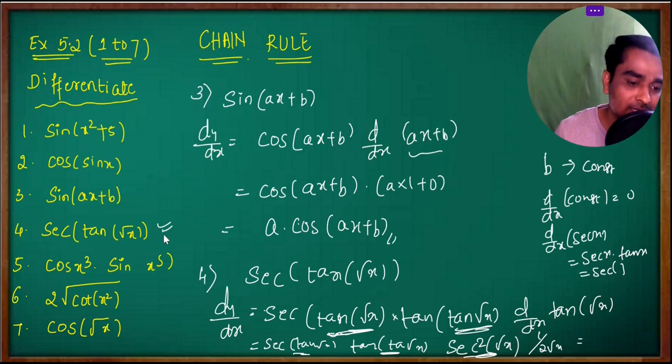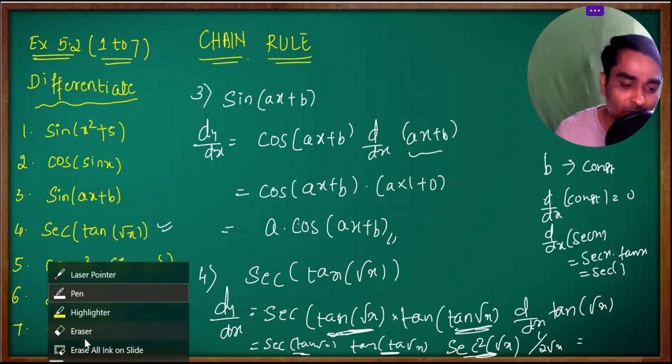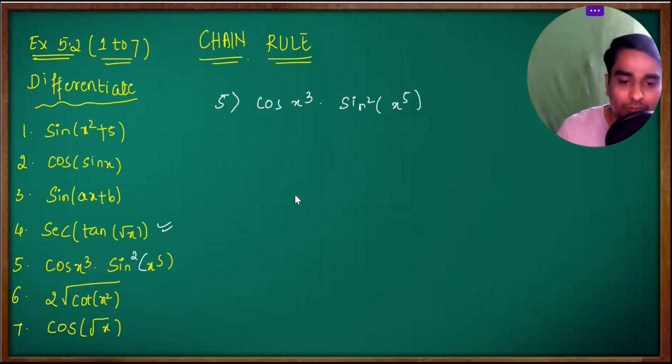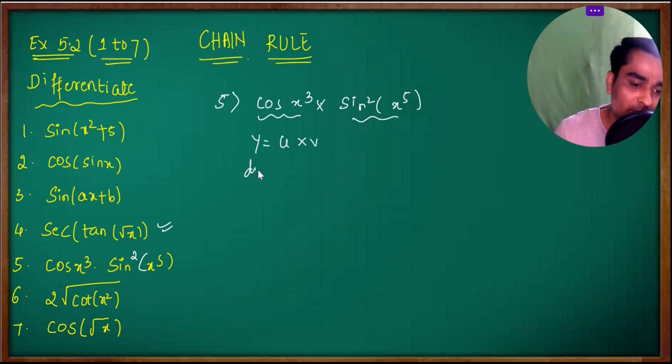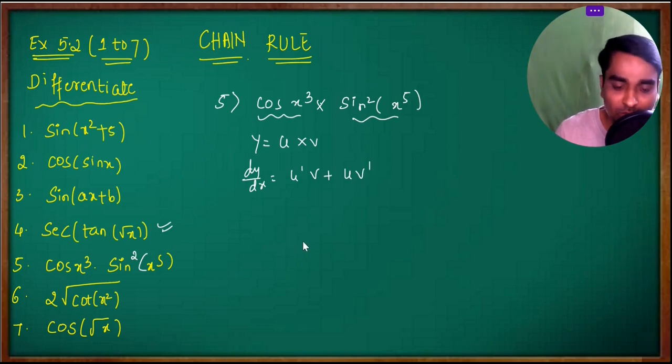This is a very good question, and this was asked in the exam previously. Okay, so the fifth question is cos x cube into sin square x to the power 5. Whenever two functions are multiplied, we know this is the u into v method. So what is the u into v method? You all know, dy by dx here will be u dash v plus u v dash. In this format we need to write.